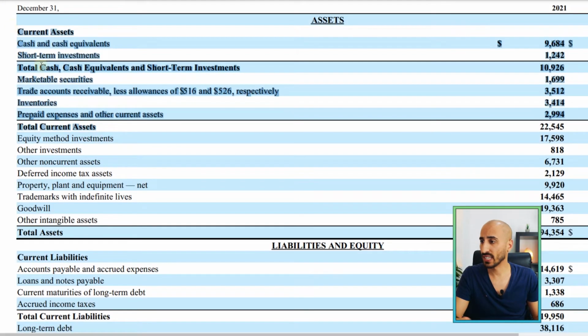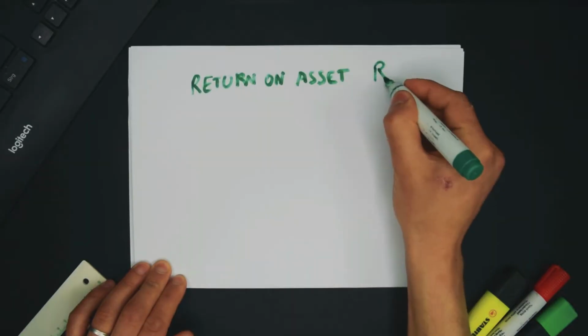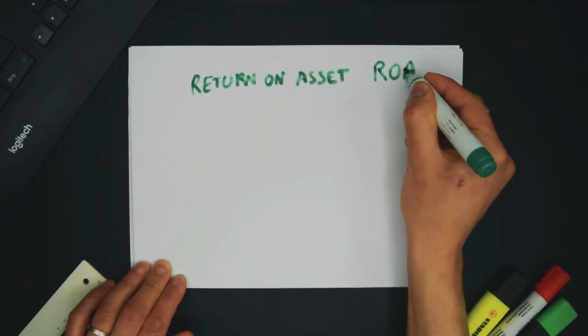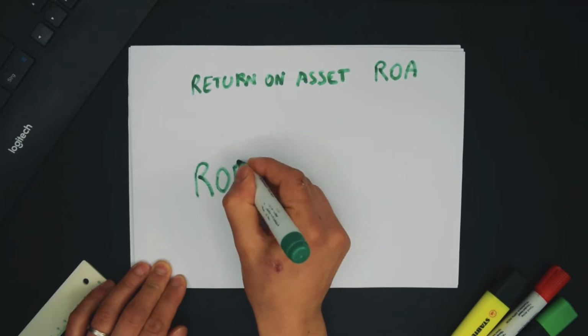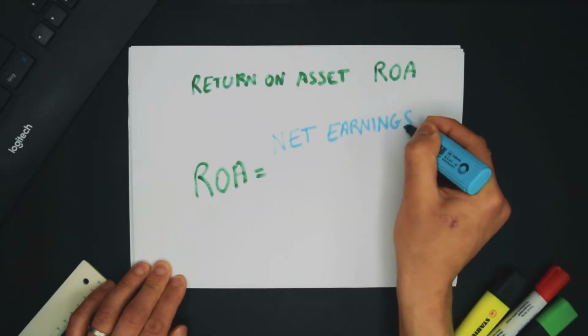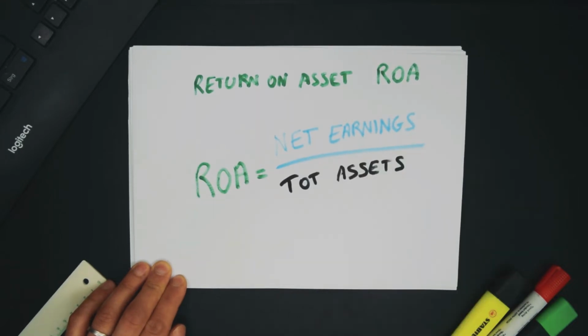Add current assets to all long-term assets and you get the company's total assets. Now, there is an important ratio that I'd like to introduce to you. It's the so-called return on assets ratio, ROA, that determines how efficiently the company puts its assets into use, and it's calculated as net earnings divided by total assets. The net earnings come from the income statement and the total assets from the balance sheet.